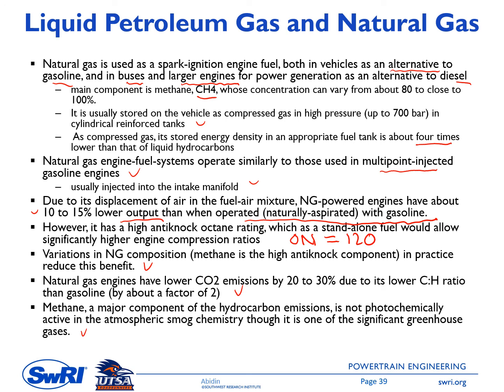Last one here, methane as a major component of the hydrocarbon emission is not photochemically active in the atmospheric smog chemistry, although it is one of the significant greenhouse gases. So one of the research topics on this natural gas engine is on how to reduce methane slip, which means to reduce methane in the exhaust gas.